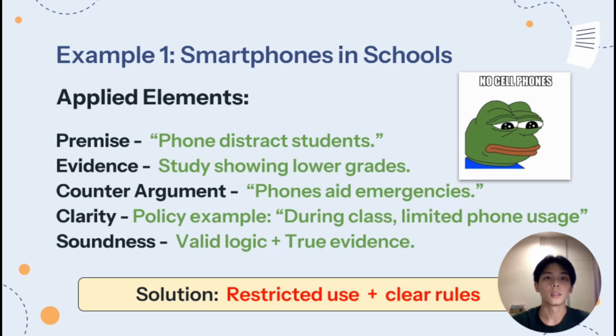On the other hand, some argue that phones are essential for emergencies or even for educational purposes when used responsibly, and a fair approach will align with effective school policies such as no phone use during class but allowed during breaks. Instead of a strict ban, schools should focus on responsible phone use and provide clear guidance for the students. By applying critical thinking, we can see that the best approach is to restrict phone use with clear rules rather than a complete ban.